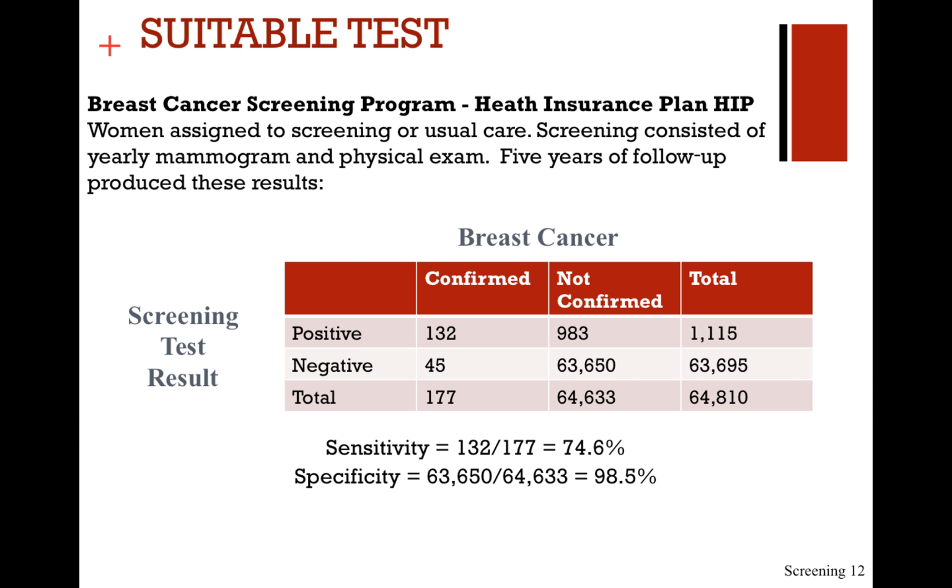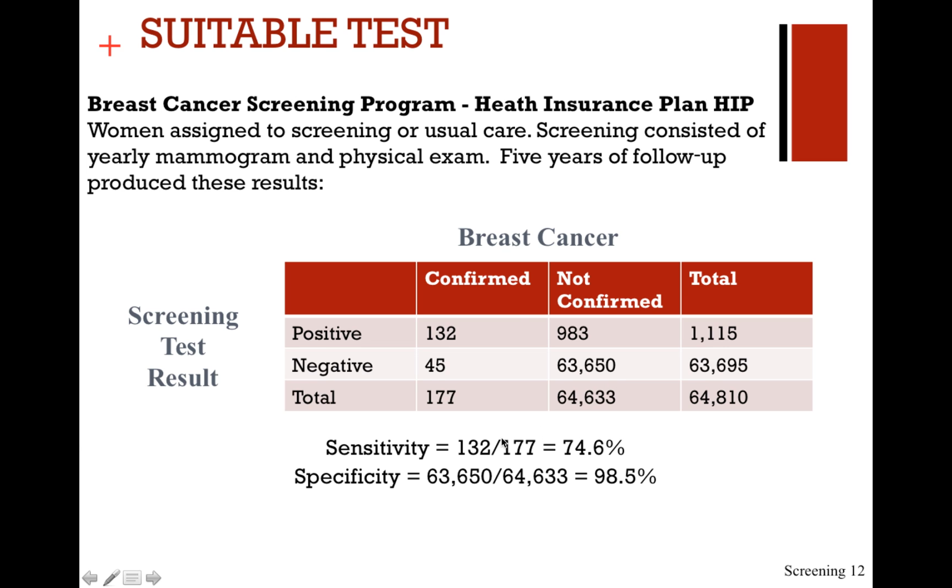And so here's an example of looking at sensitivity and specificity and how we look at this. So there was the breast cancer screening program. Women were assigned to either mammographic screening or regular usual care, breast self-exam. And then they followed them up and they had biopsies to confirm whether or not they had cancer. So in this case, 1,115 people were screened as positive, were told you may have breast cancer, of which 132 did. 63,695 women were told you do not have breast cancer, of which 63,650 did not have breast cancer.